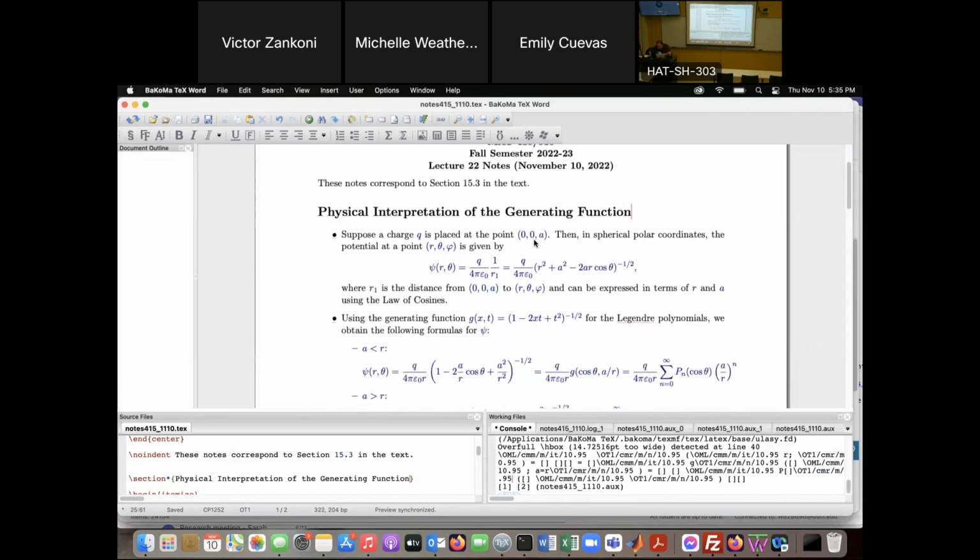Okay. So (0, 0, a), so z equals a is where the charge is placed. Now, the potential at that point is given by this formula: the amount of charge over 4 pi epsilon naught.